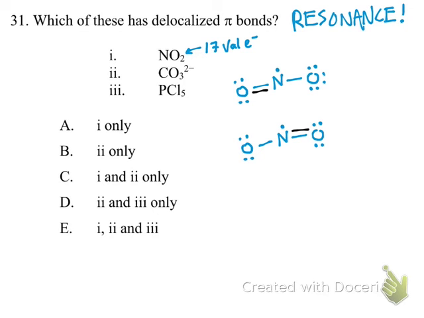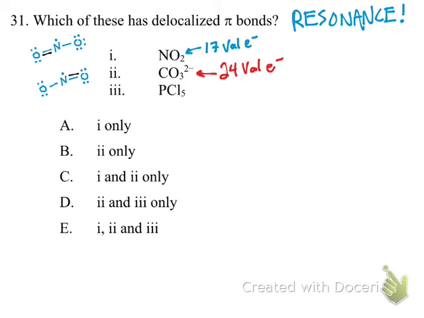So resonance means we have an electron superhighway, which means that this one indeed is going to have delocalized pi bonds. So, done with that one, on to the next one. Carbonate has 24 valence electrons. When we draw it out, we put our carbon in the middle. We'll put an oxygen here, an oxygen here, an oxygen here. We've got 6 electrons drawn in.